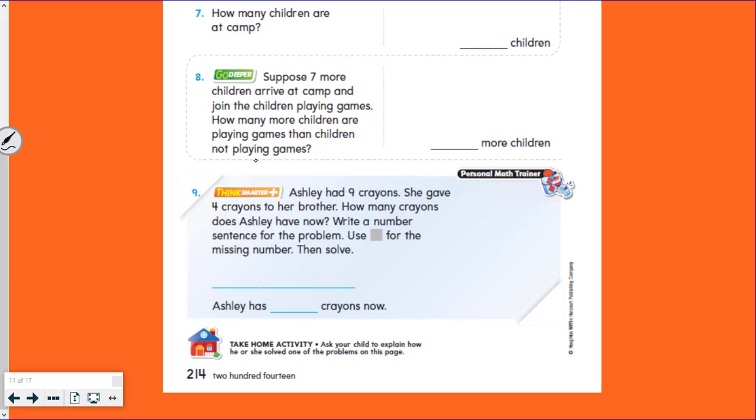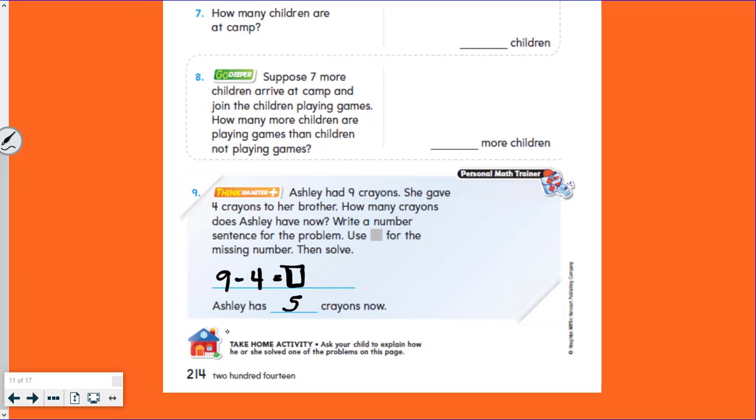All right, so let's think about this. So Ashley has 9 crayons, right? She gave 4 crayons to her brother. So she gave them away. So that means we're taking them away. So 9 minus 4 equals blank. How many does she have now? We don't know. That's the missing number. So we're going to put a blank. And so 9 minus 4 equals, you should know it equals 5 because 5 plus 4 equals 9.